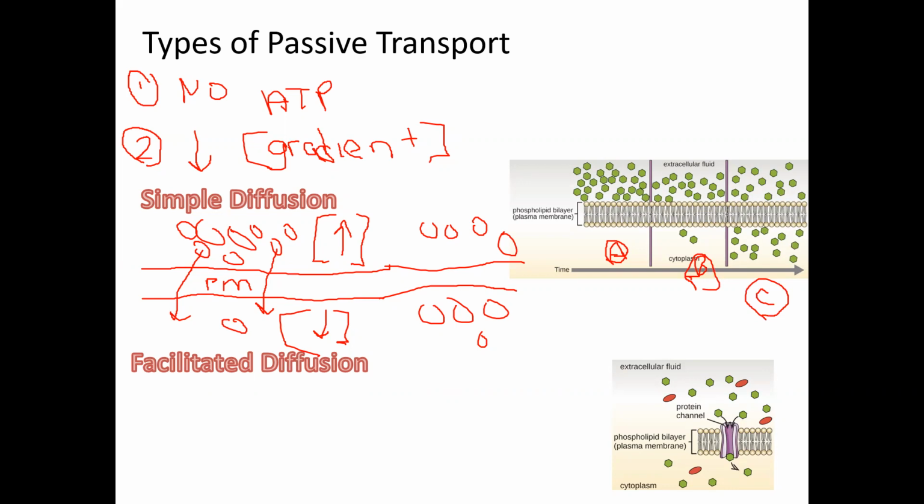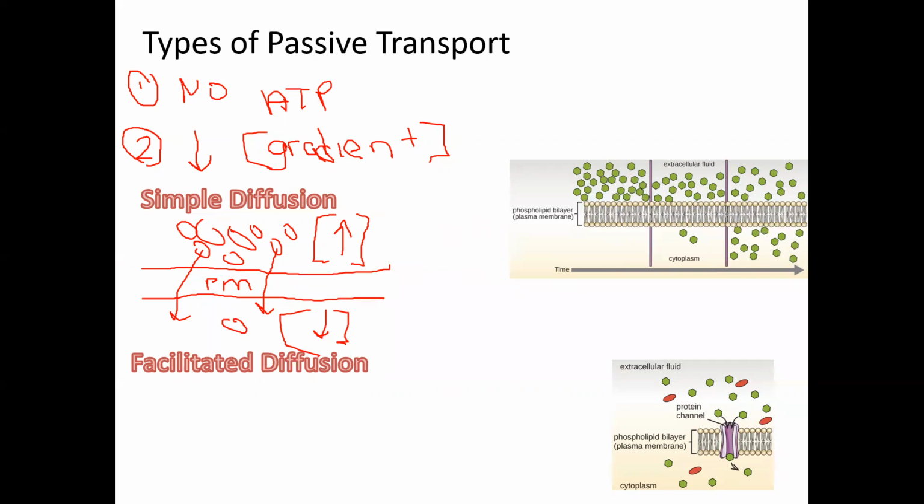I'm sorry, I've taken up space, let me see if I can erase some of this. What I do want you to notice is that these molecules are moving across the membrane on their own. There is no protein helping them. These molecules are able to cross the membrane all on their own. So there's an important feature of these molecules that are able to essentially just wiggle their way across the membrane.